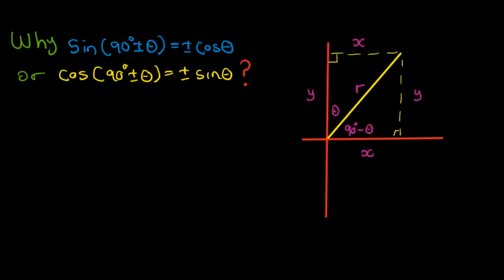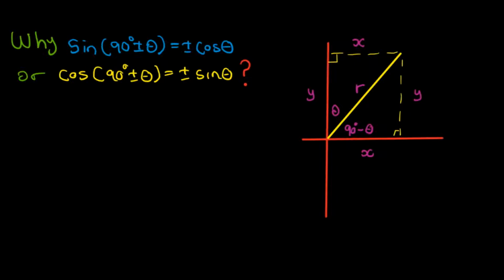Okay, so in this video we're going to look at why sine of 90 degrees plus or minus theta is equal to cos of theta, or why cos of 90 degrees plus or minus theta is equal to plus or minus sine of theta. So how are we going to find out? We're just going to use this Cartesian plane over here.